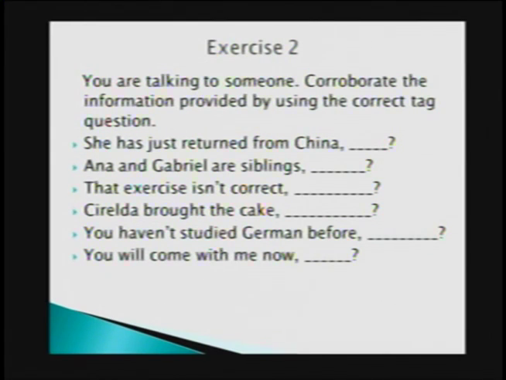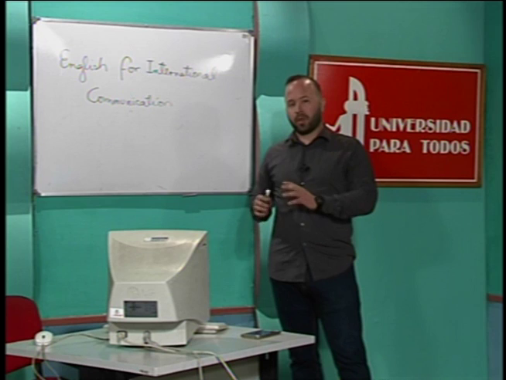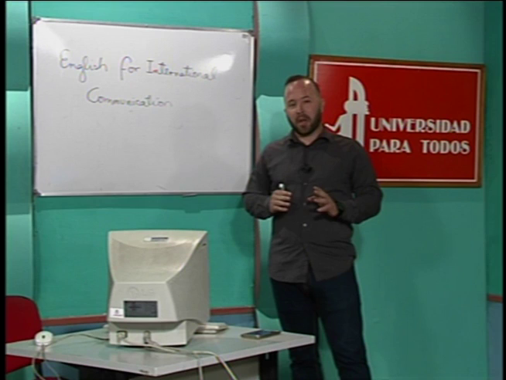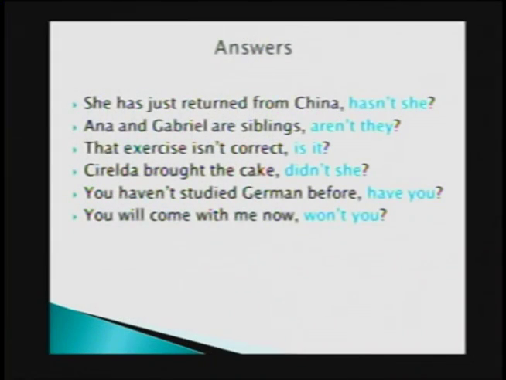So remember, when we are using this kind of structure, you have to put, first of all, the auxiliary verb with the opposite polarity than the personal pronoun. I hope you did a great job, didn't you? Let's check your answers. So there we go. She has just returned from China, hasn't she? So if the auxiliary verb at the beginning is has, then you have this auxiliary verb with the opposite polarity, hasn't she?